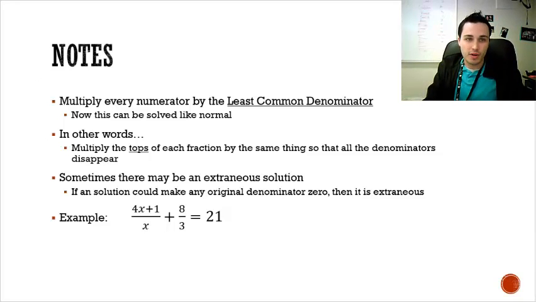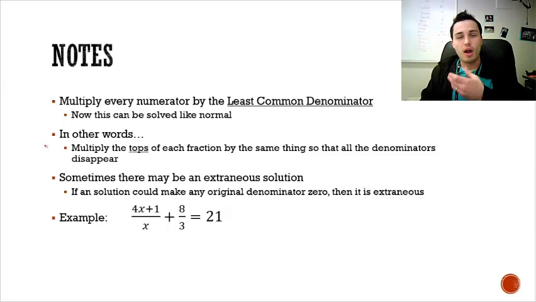Sometimes in doing this, an extraneous solution will occur. If that happens, just check for it. The way you would check is: is this solution that you got something that would make one of your denominators 0? If so, can't use it.